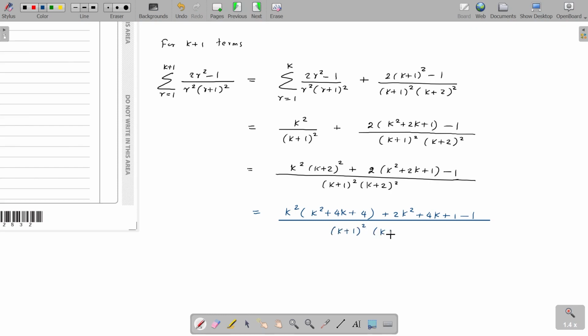Open the bracket. k to the power 4 plus 4k cube plus 4k square plus 2k square plus 4k plus 1 minus 1 will cancel, right? Sorry, this is a plus 2, isn't it? 2k square plus 4k, 1 into 2 is a 2 here. This should be a 2. So 2 minus 1 should give me plus 1. Okay, so there was an error I made here. 2 into 1 should be 2 here.